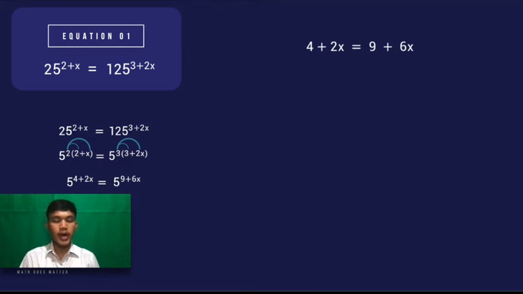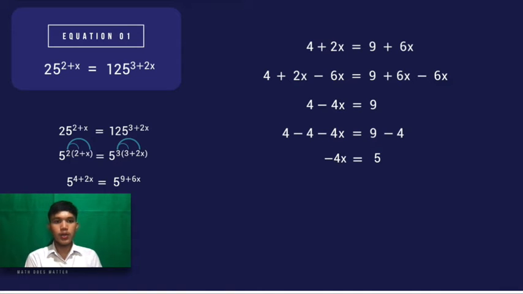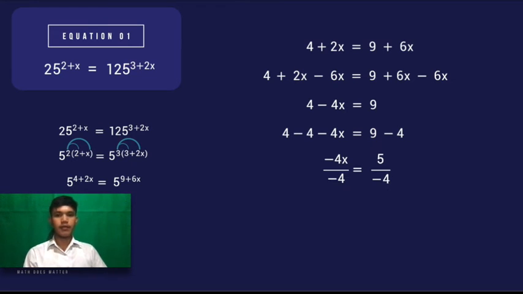The first step is to isolate the variables. So we must subtract 6x from the right side and 6x from the left side, so it will result to 4 minus 4x is equal to 9. To isolate 4 from the left side, we must subtract 4 from both sides. Now, the result will be negative 4x is equal to 5. To isolate the variable from the coefficient negative 4, we must divide both sides by negative 4. So now the result will be x is equal to negative 5 over 4.